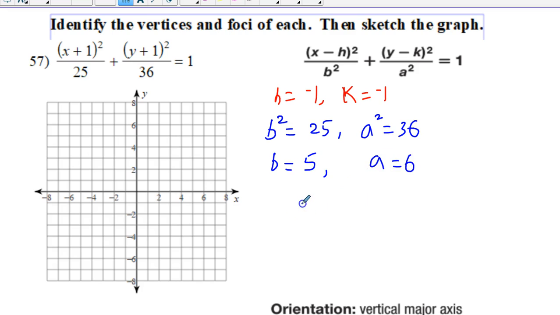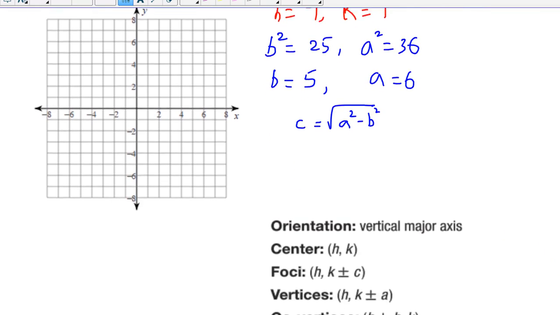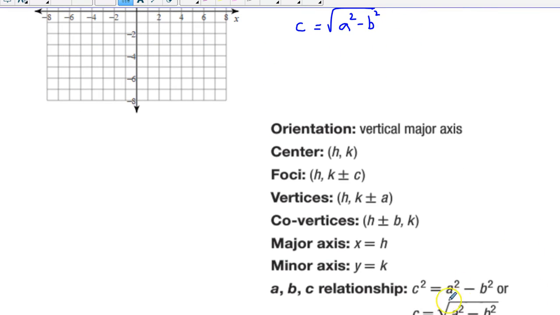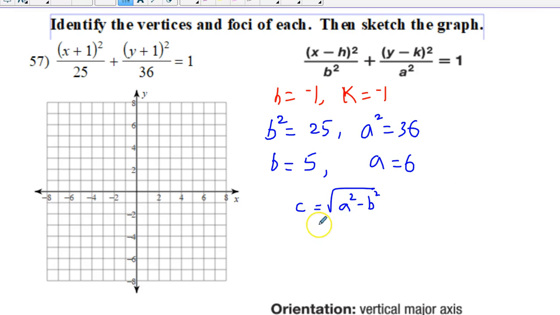You can even find the value of c. c is equal to square root of a square minus b square, making use of the relationship c square equals a square minus b square. Let us substitute: a square is 36, b square 25. So the value of c is equal to square root of 11.